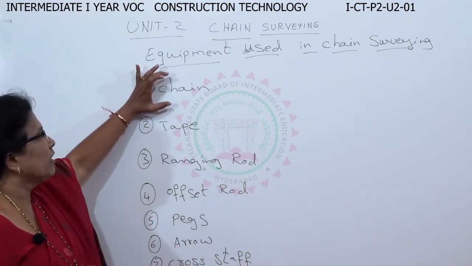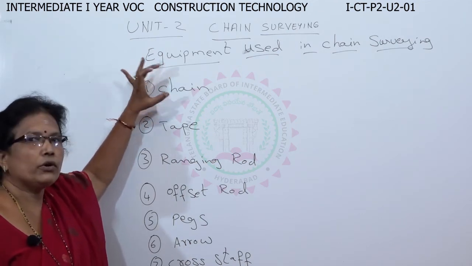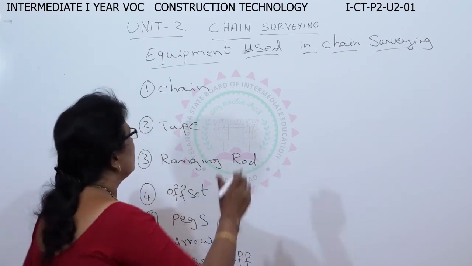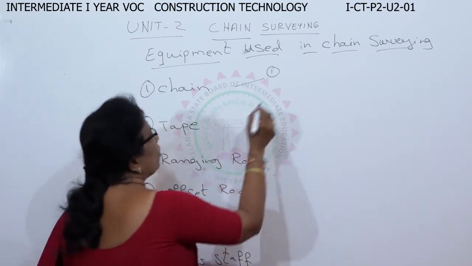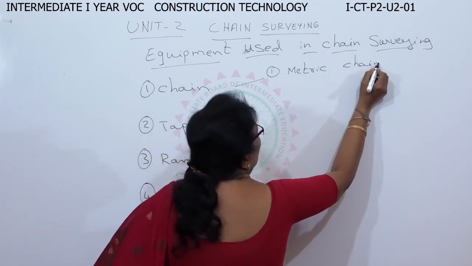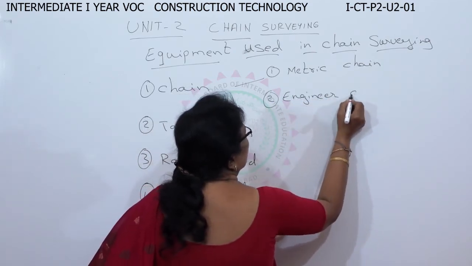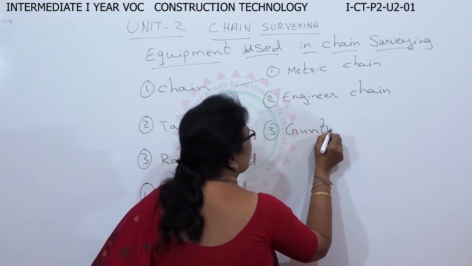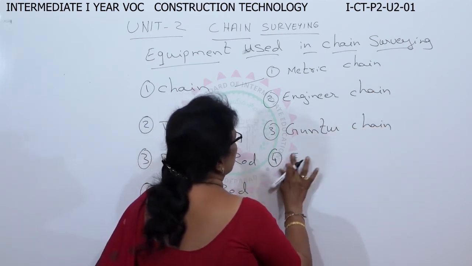Now, first we learn about the chain. As I told, why are we going to use the chain? Chain is used for taking the horizontal measurements. So here you have 4 different types of chains. One is metric chain, 2 engineer's chain, 3 gunter's chain, and next is revenue chain.